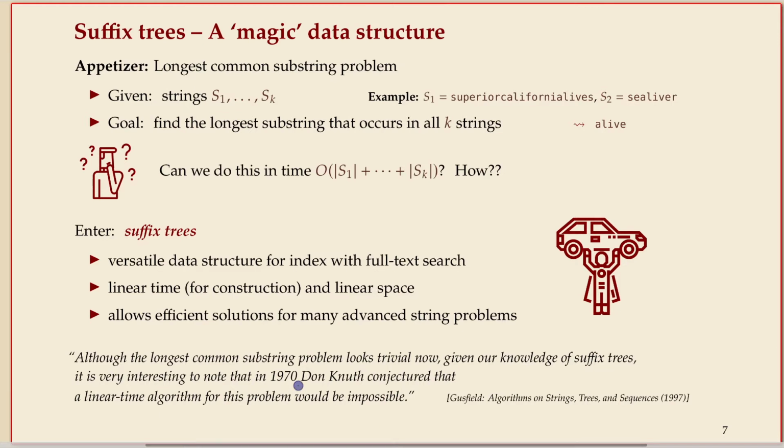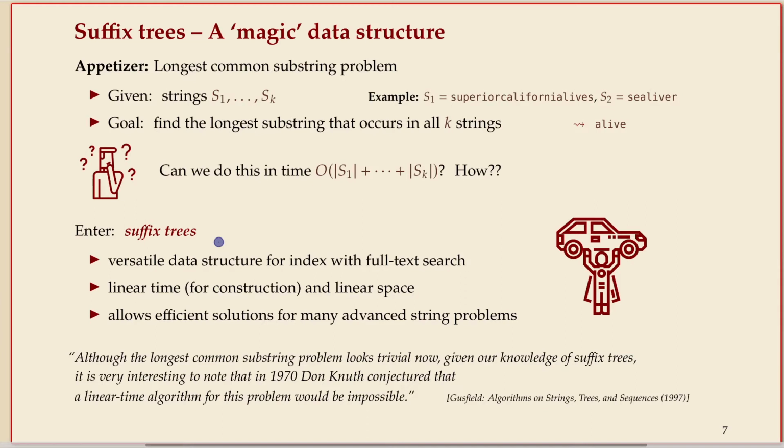But in 1970, he said that he conjectures there's no linear time algorithm for this problem, finding the longest common substring of a set of strings. And it was only 3 to 4 years later that he was proven incorrect by the introduction of the suffix trees. But he didn't foresee that, and he didn't see how to do it with a suffix tree. So it's the same Knuth from the KMP algorithm.